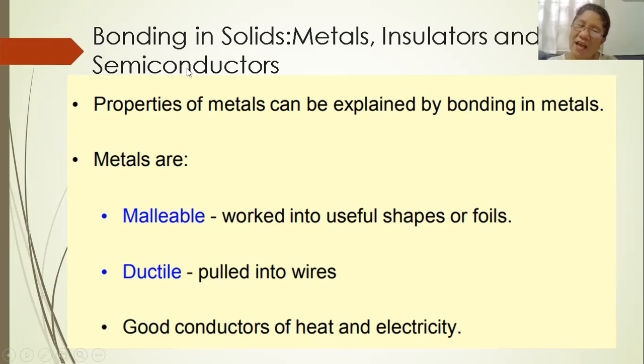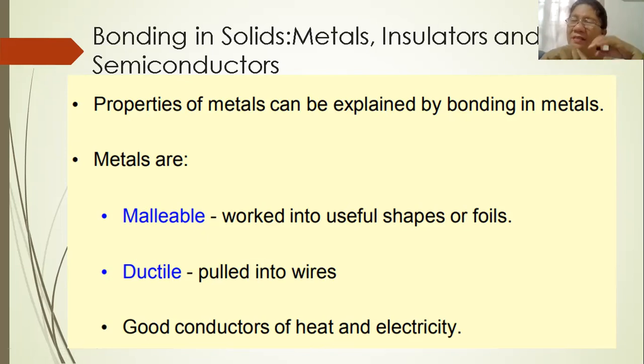Metals are good conductors of heat and electricity. Of course, you know that. If you talk about malleable, meaning you can have that into sheets, that is why metals could be made into foils. Foils, not silicone foils, but aluminum foil like that. So they are ductile.